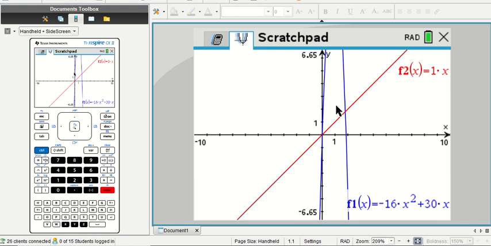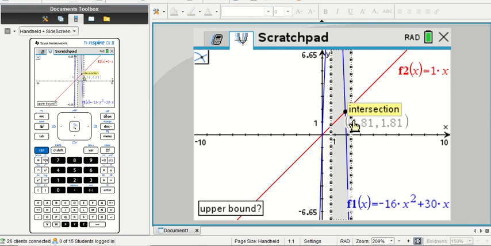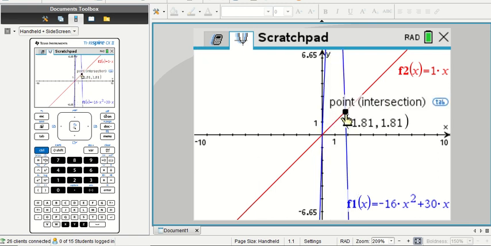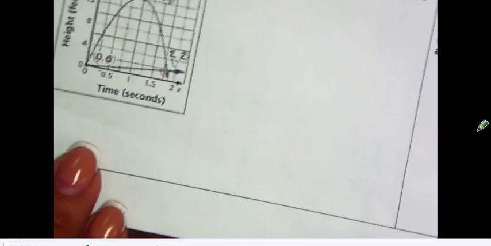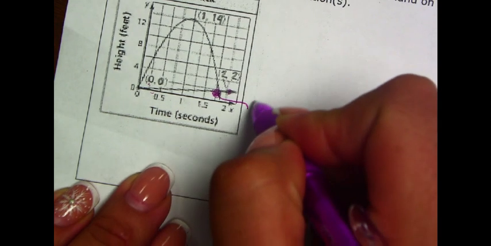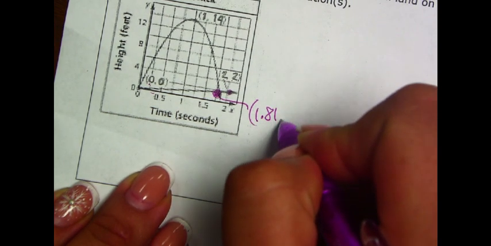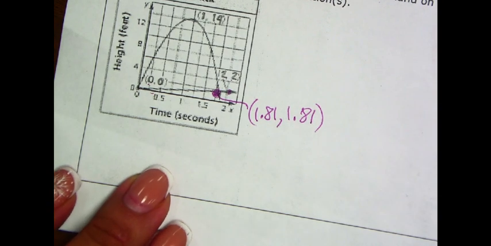And we're looking for this intersection right here. So we're going to go menu, analyze, intersection, to see where that soccer ball is going to land on the hill. So at 1.181, 1.181, that's our intersection point. So we can label that point right here as 1.81, comma 1.81.